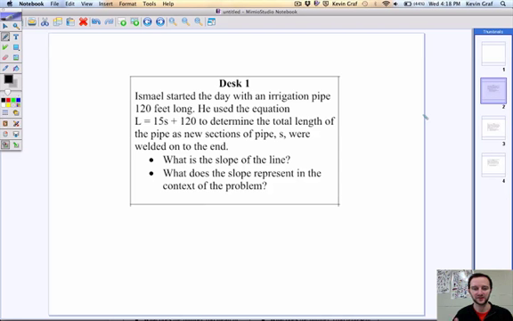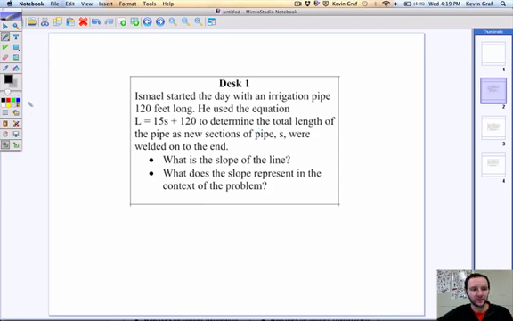Okay, so it gives you this scenario. There's a guy and he's laying some pipe in a field, and when he starts it's 120 feet long, and then he's making it longer and longer and longer by adding these new sections. Okay, and there's an equation here to describe it. So my partner and I would read through this, and then we would go to our Google Doc to write down our answers.